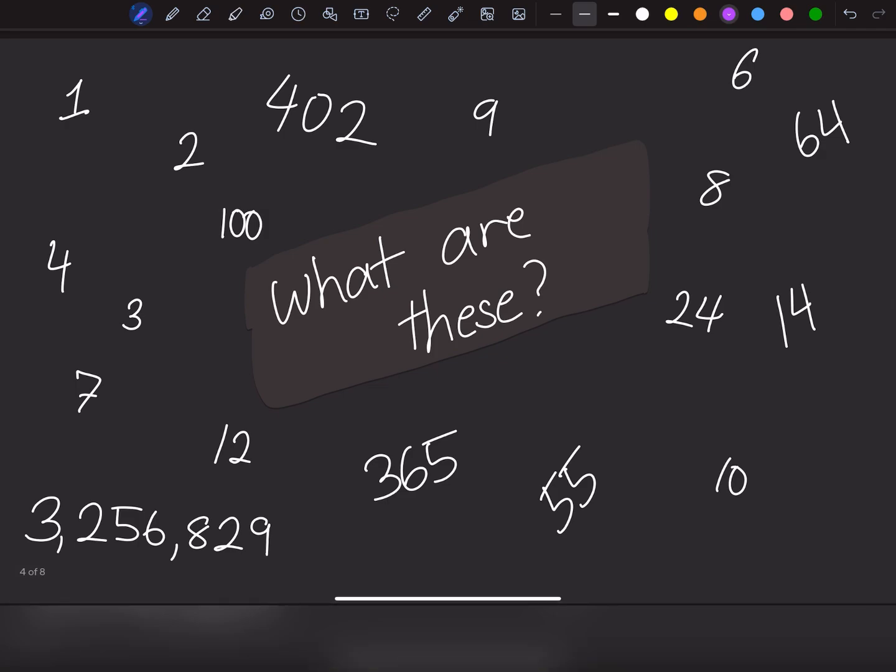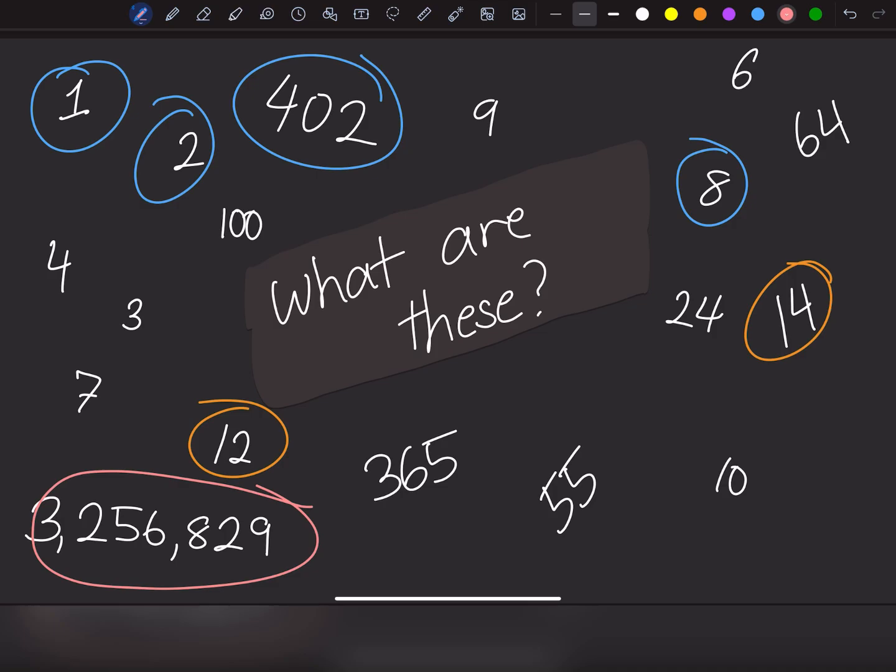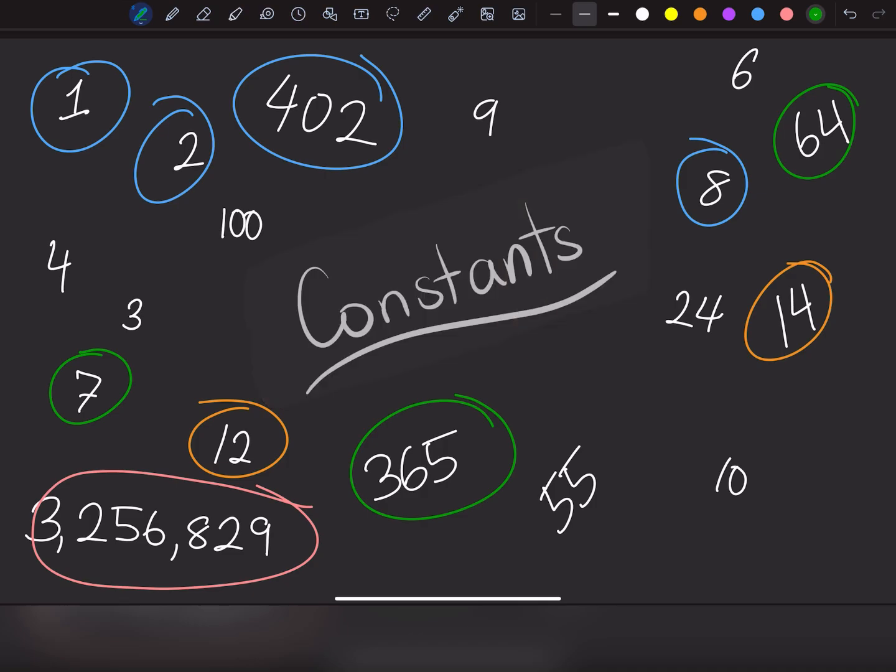Okay, so I have a screen here full of numbers. Number 1, 2, 402, 8. I've got 14 over here, 12. I even have this really big number, 3,256,829. How about 64? Or even the number 7? Or 365? What are these? Well, we know them as numbers, right? But what else are they? In algebra, we like to call these numbers constants.